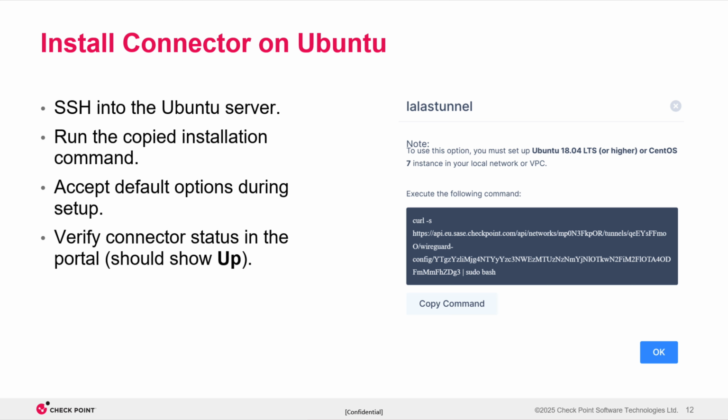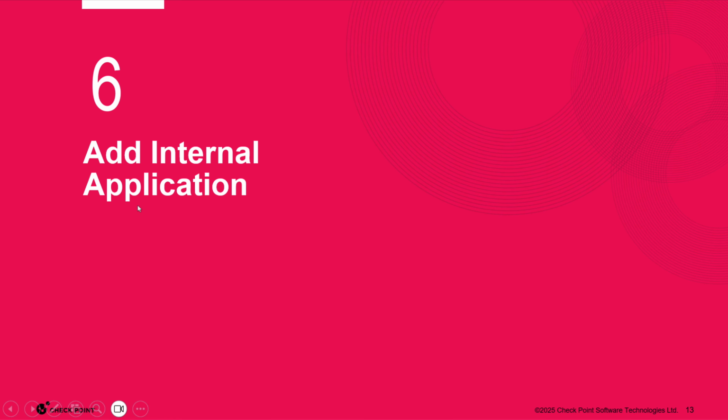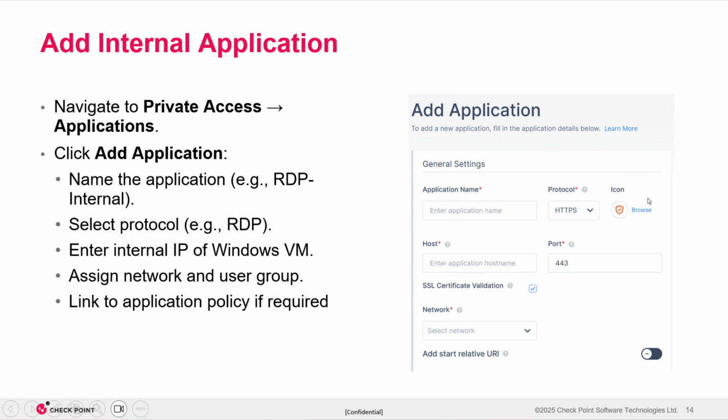Now let's move to the next part, which is adding an internal application. Once the tunnel is up, we'll add an application in the portal. This application represents your internal resources, such as an RDP server or a web app. We'll assign it to the correct network and user group and link it to the connector we just configured.